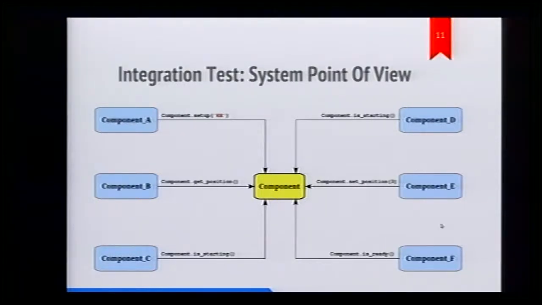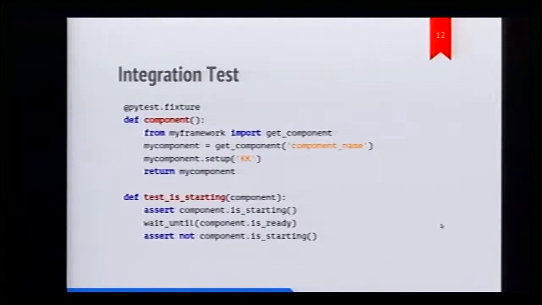The second kind of interaction with the component is from the other parts of the system, so from other components. That means we have to test not the CLI method, but all the API of the components. In this case, you can see that different components can call different methods of our component. And this is the integration test.